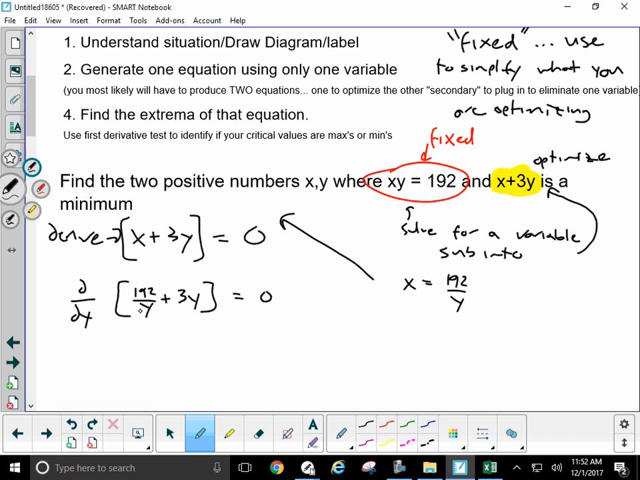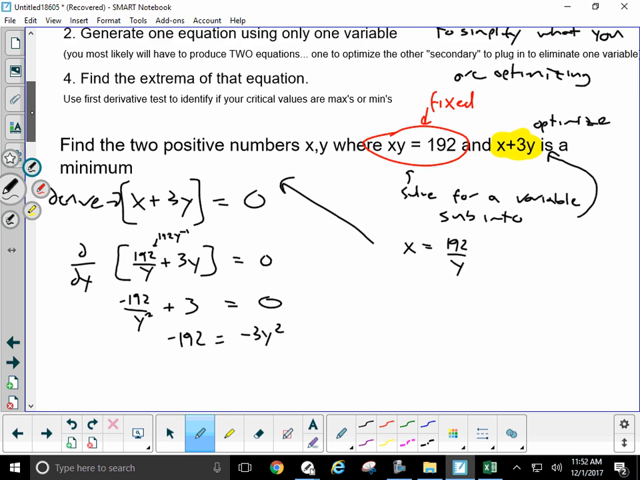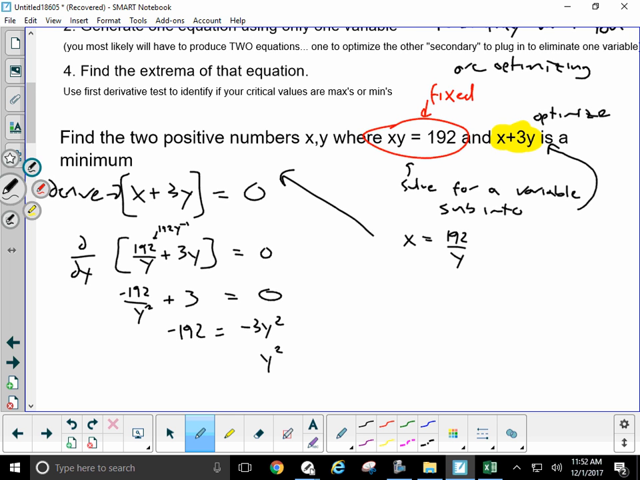Now either using the quotient rule or rewriting this as 192y to the negative first, you can get that this derivative is negative 192 over y squared plus 3, that equals 0. Take that derivative, set it equal to 0. Solve. I'd get negative 192 is equal to negative 3y squared. Y squared is equal to 64. Y is equal to plus or minus 8.